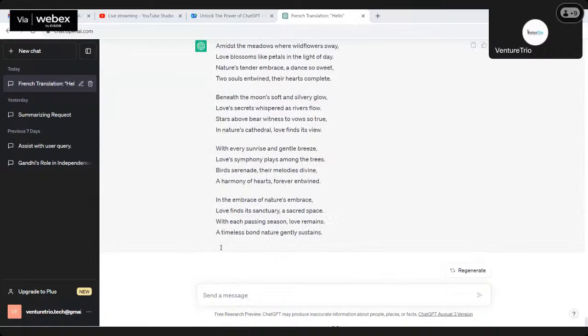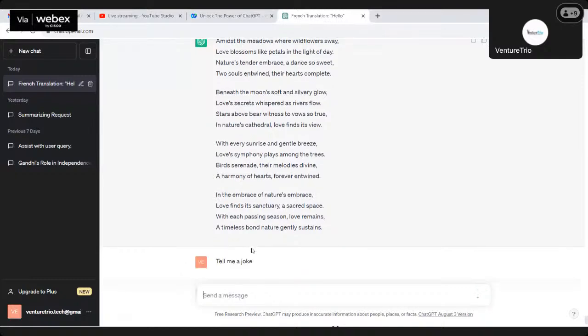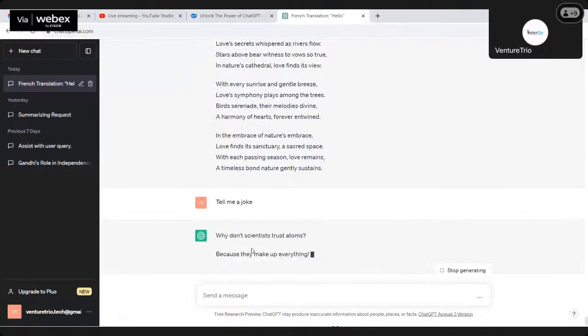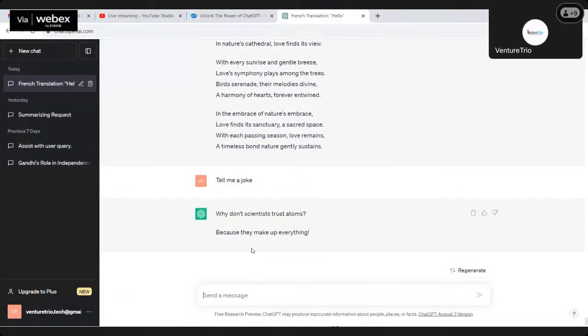So this is the desired output. Let's try another type of question. Just tell me a joke. Why do scientists not trust atoms? Because they make up everything. Ha ha ha. What a joke.